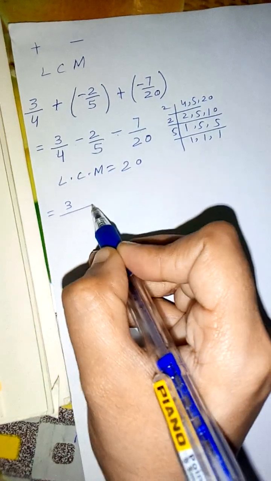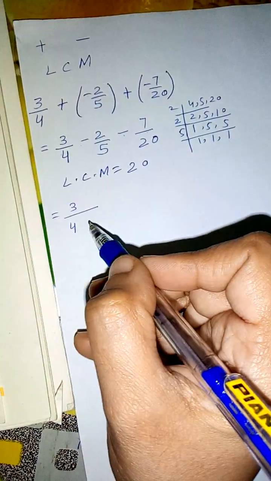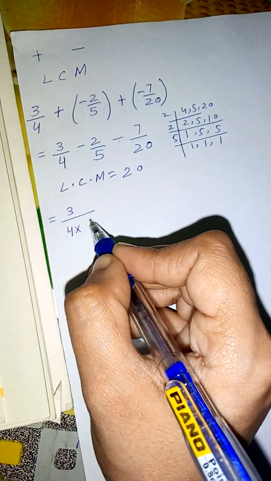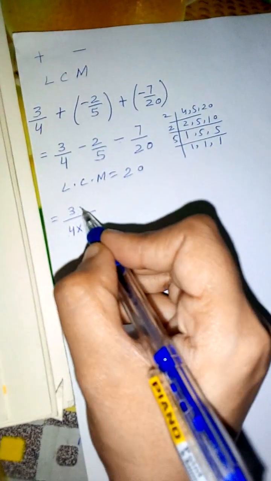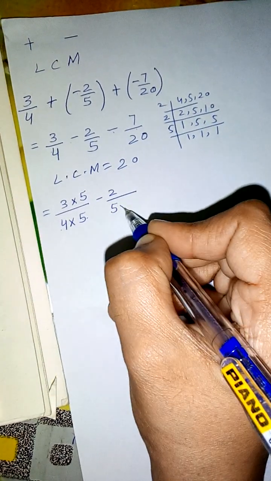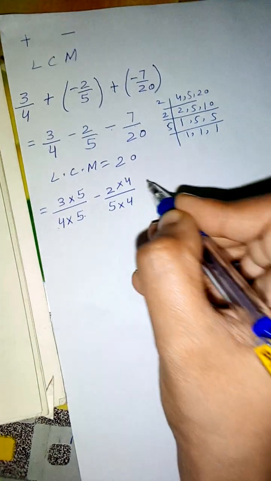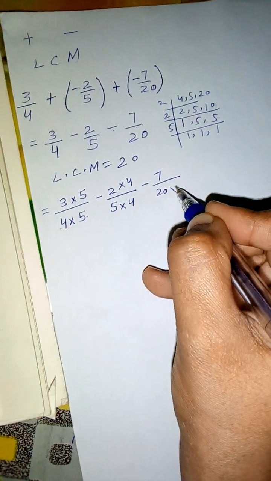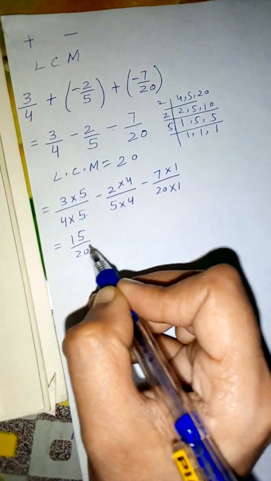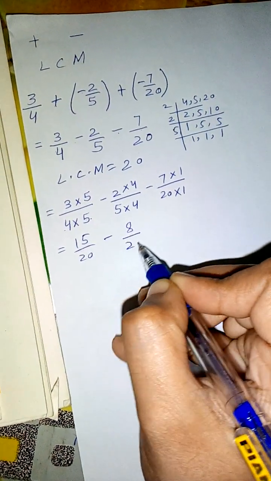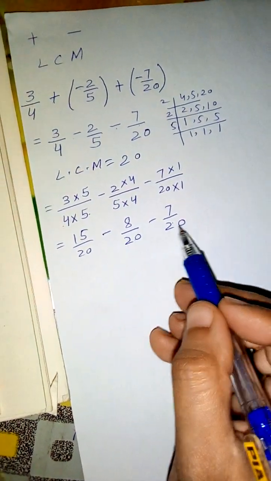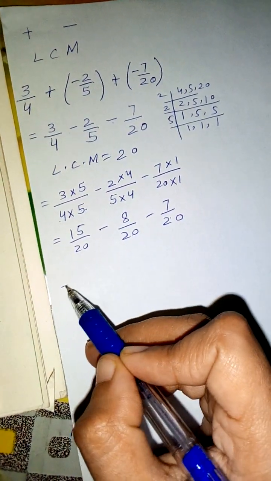Now we will make the denominator LCM the same, the total part the same, because if we have 4, 4 times which number? 5. So 4, 5 times 20. It's a rule, multiply in the numerator. Then we have minus 2, 5 multiplied by 4, multiply in the numerator. Then we have 20, 1 times 20, so multiply in the numerator. 15 over 20, then we have minus 2, 4 times 8 over 20, then we have 7 over 20. You can see all the denominators are the same, so we will take a common LCM.